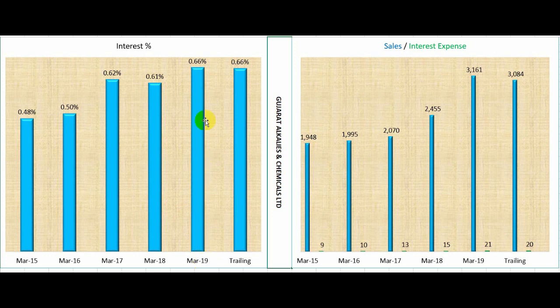In March 19, it was just 0.66% of the total sales. The total sales, as we saw earlier, was 3,161 crores. On that, the company's interest cost is just 21 crores. So the company's debt, or finance liability, or interest payment liability is very low at just 21 crores and can be easily paid off. Numerically also, every year the interest cost has gone up steadily, but at a very mild pace, and it is at an almost negligible level.